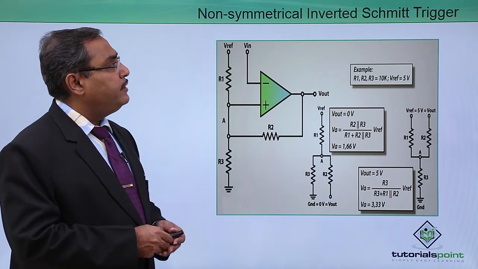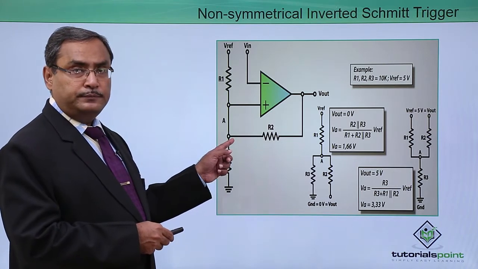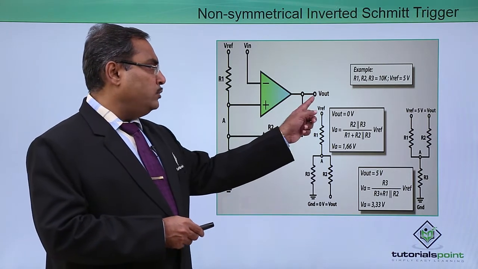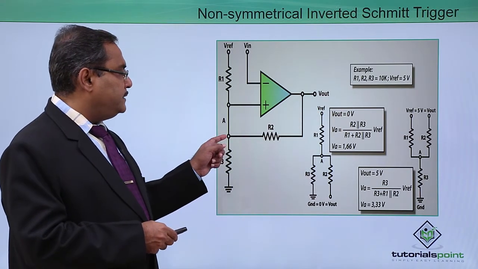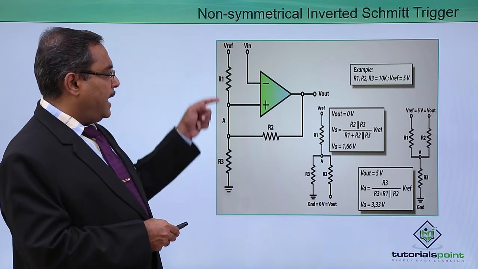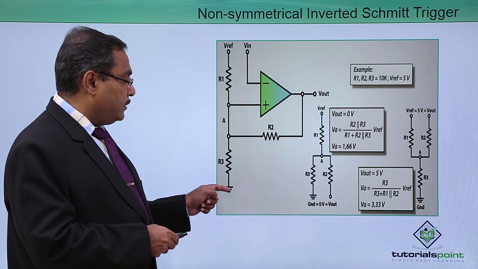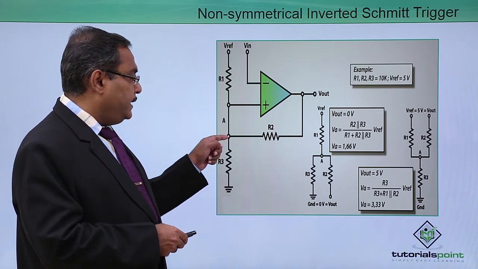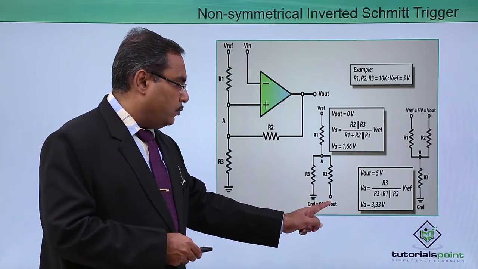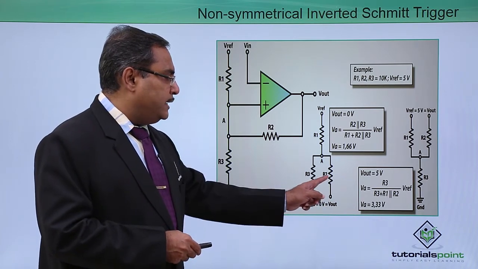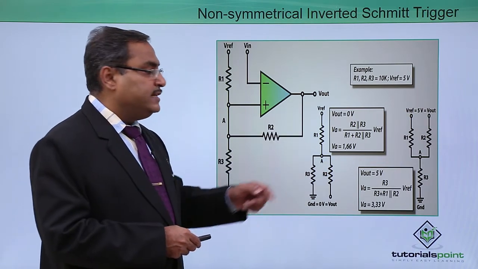Now let us go for this one: the non-symmetrical inverted Schmitt trigger. This is the respective circuit connection we are having. Now see, when Vout is equal to 0 volt, I'm making this 0 volt. So this is my 0, this Vref, and this is 0, and this is also 0. So we can consider this: R3 is connected with the ground, and this Va is the common point, and R2 is having this Vout equal to 0. So these two resistances will be working in parallel, and this R1 will be working in series with that.